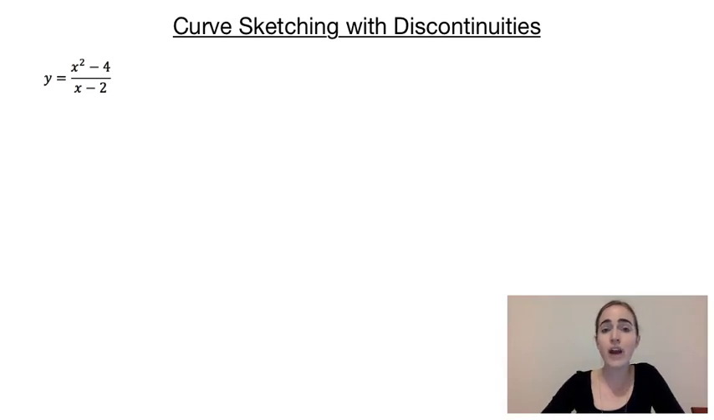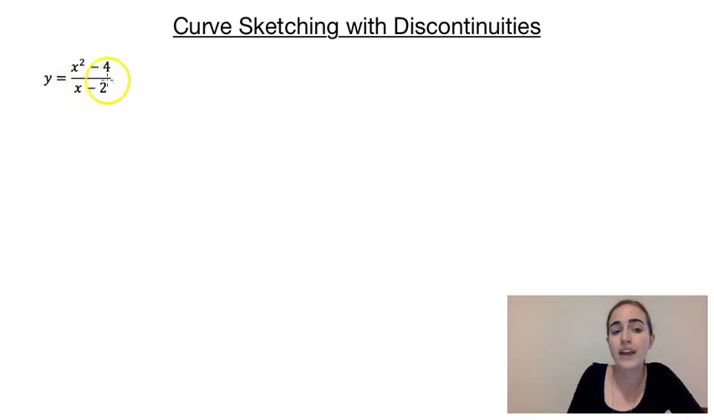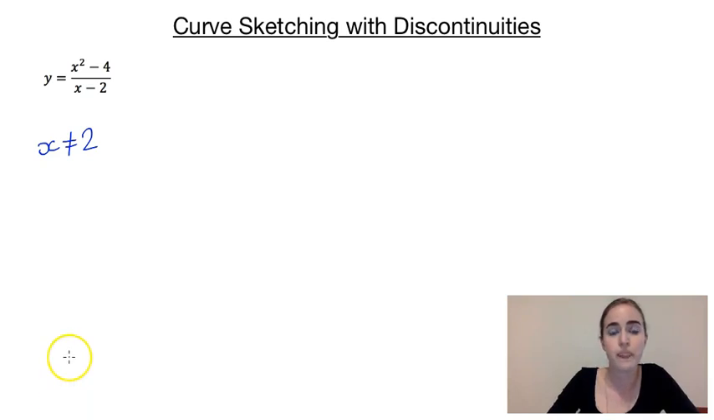In this video, I want to have a look at one example of curve sketching with a discontinuity. So we're going to sketch the curve y equals (x squared minus 4) all over (x minus 2). The first thing you should notice is the domain of this function. We cannot have x equal to 2 because that would give us a 0 on the denominator and we can't divide by 0. So we need to know that our domain is x cannot equal 2.